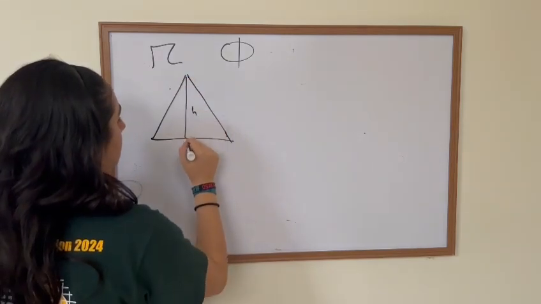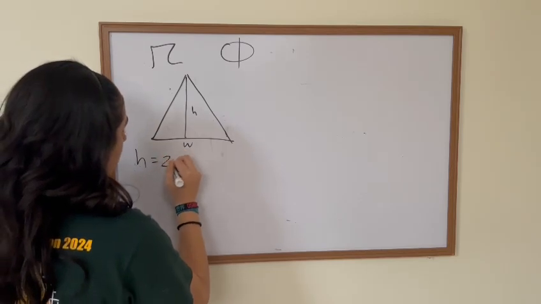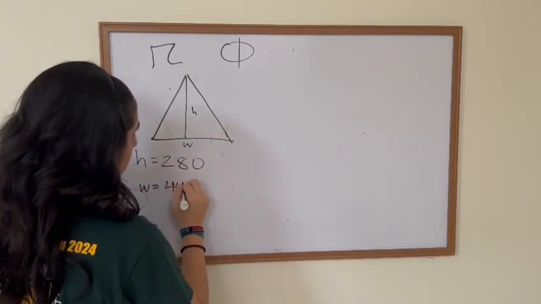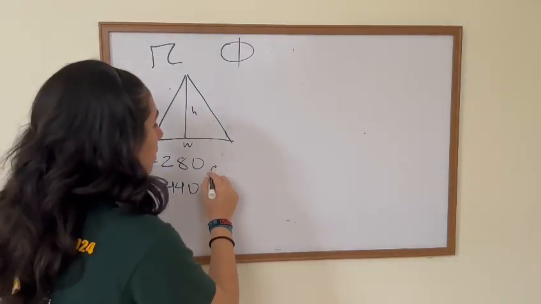Obviously, it's going to have a height and a width, right? This height is going to equal 280, and the width is going to equal 440. Now, obviously, what are the units that they're using? Well, they are called cubits.